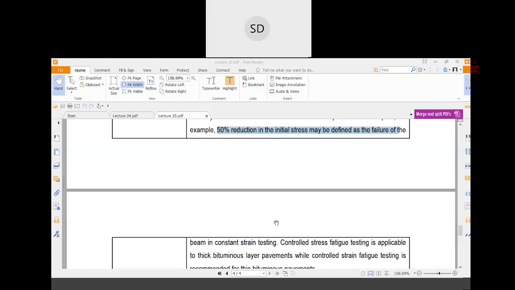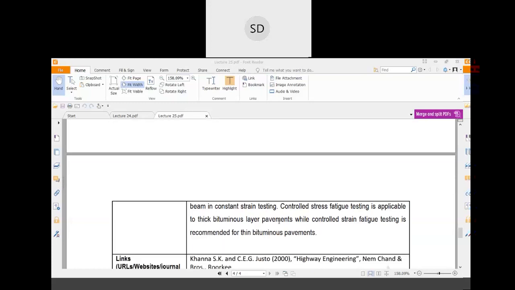Now, at that time, whatever number of repetitions there are, that is your total fatigue life, or the total repetitions required for the failure of the pavement. So, controlled stress fatigue testing is applicable to thick bituminous layer pavement, while controlled strain fatigue testing is recommended for thin bituminous pavement.